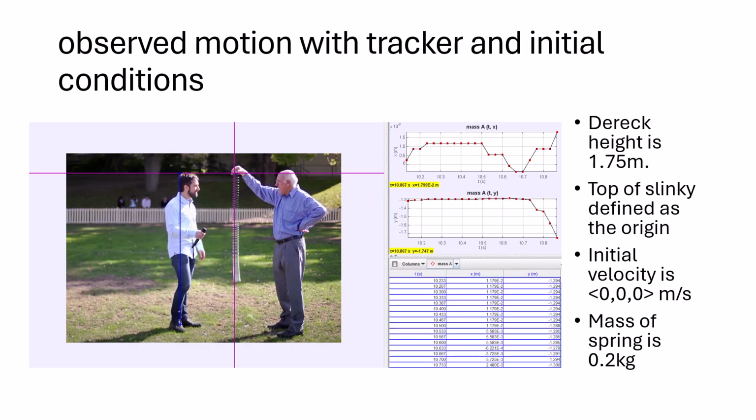For the Tracker analysis, we used Derrick's height of 1.75 meters to calibrate distances. For the initial conditions, the top of the slinky was then defined as the origin. The initial velocity of the bottom of the spring was also set to 0 meters per second, and the initial mass of the spring was set to 0.2 kilograms.